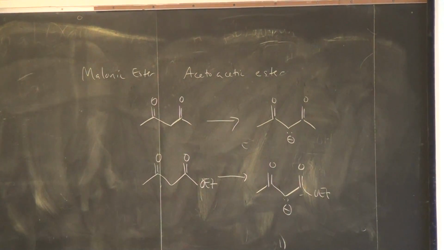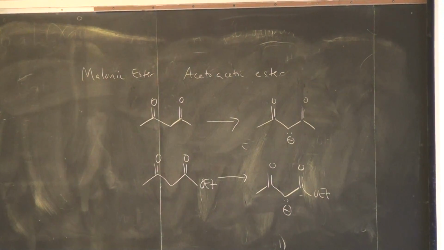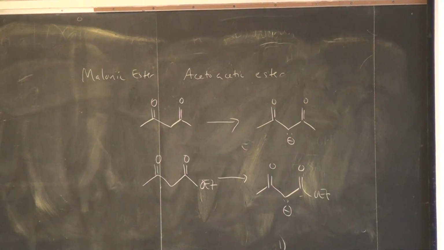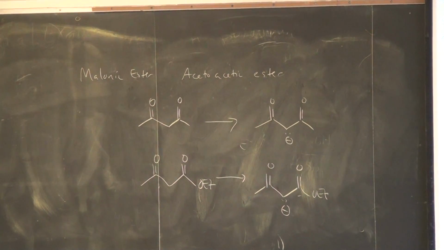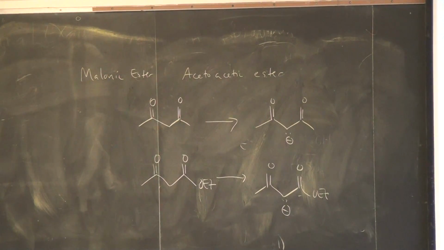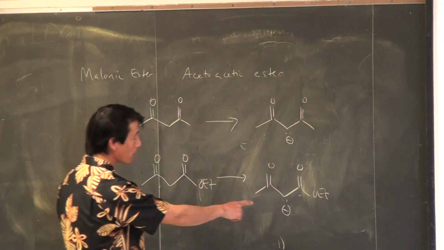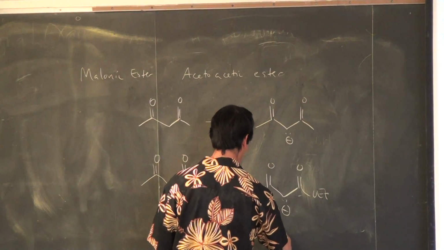Can use what? Same thing, NaOEt if you want, or you can use LDA, or sodium hydroxide also is okay. Anyway, as long as the enolate is made, I'll accept that. Then from here, you can alkylate it. So from here, let's put an R group on there.